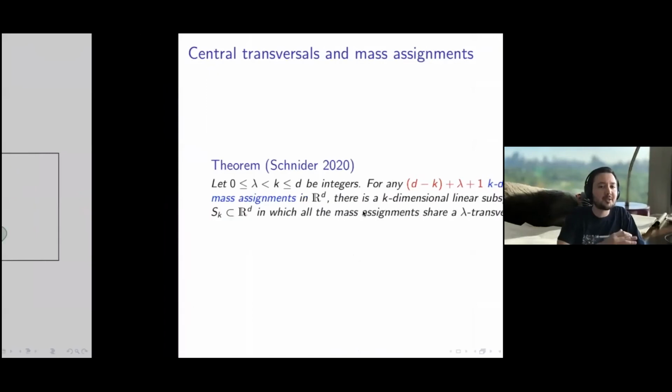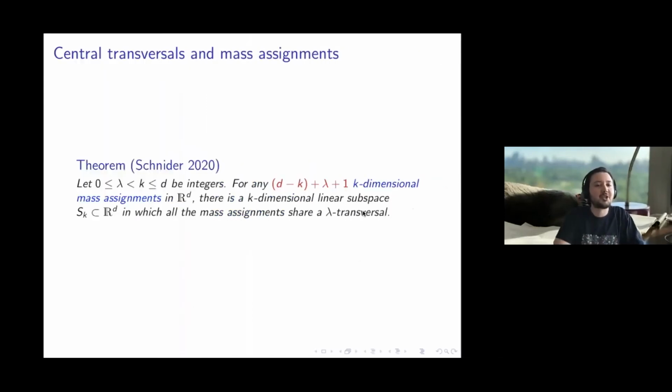And of course, this was already done by Schneider. So he got this version of the central transversal theorem where you have this many k-dimensional mass assignments. Then in some k-dimensional, actually he used a linear space, you can find a lambda transversal that they all share.